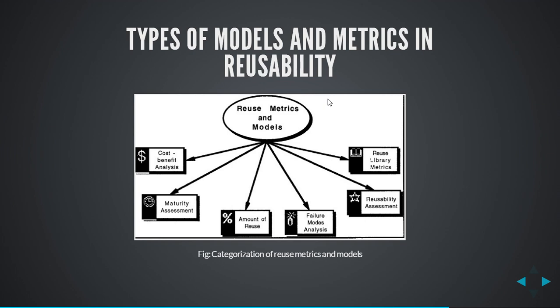Amount of reuse metrics are used to assess and monitor a reuse improvement effort by tracking percentages of reuse for lifecycle objects. The failure modes analysis is used to identify and order the impediments to reuse in a given organization. Reusability metrics indicate the likelihood that an artifact is reusable. That is, it will show whether the artifact is reusable or not. Reuse library metrics are used to manage and track uses of the reuse repository.